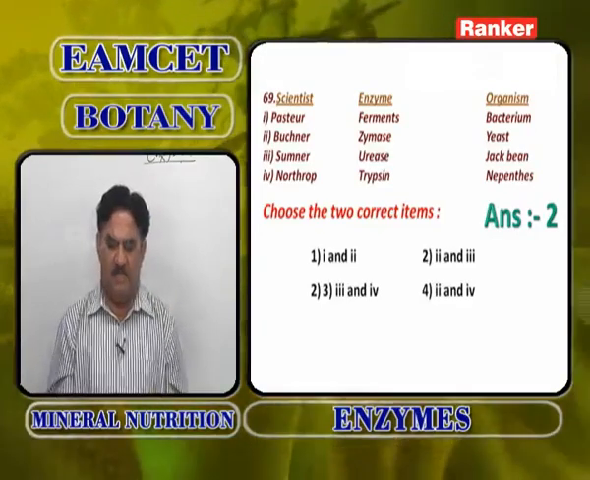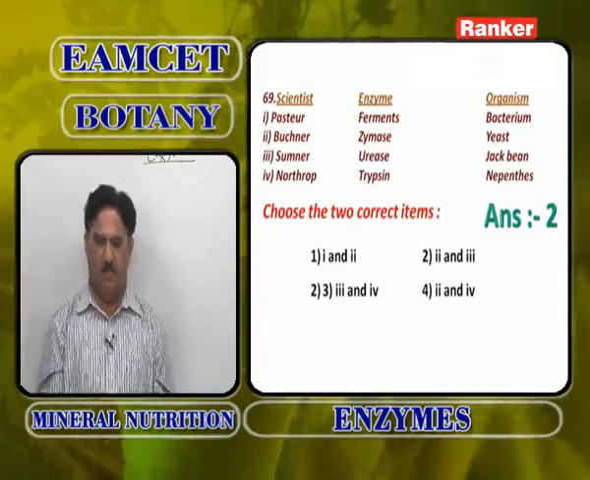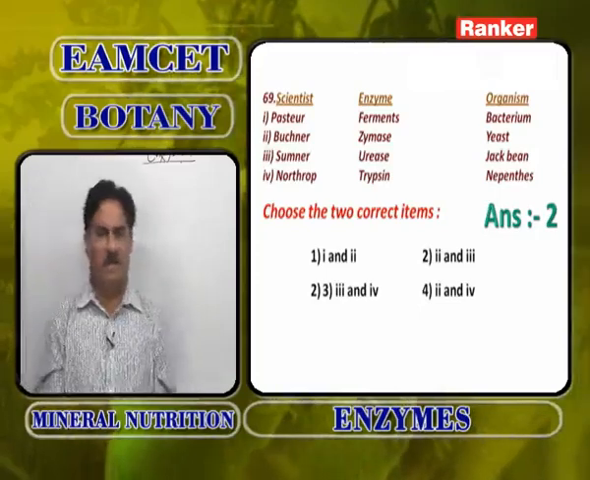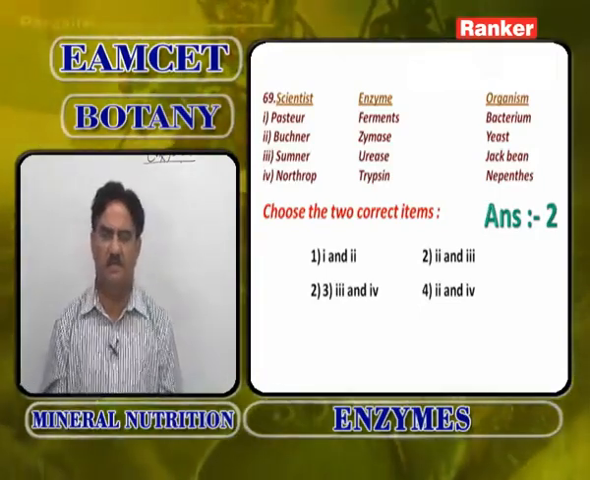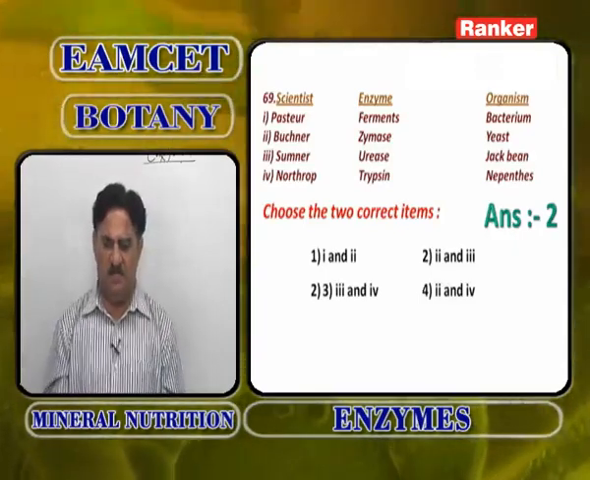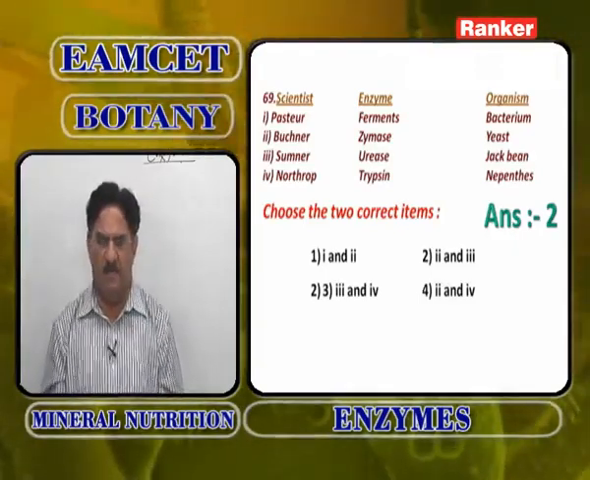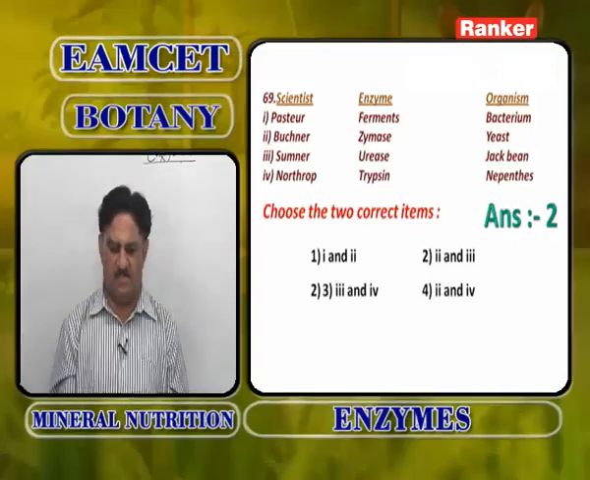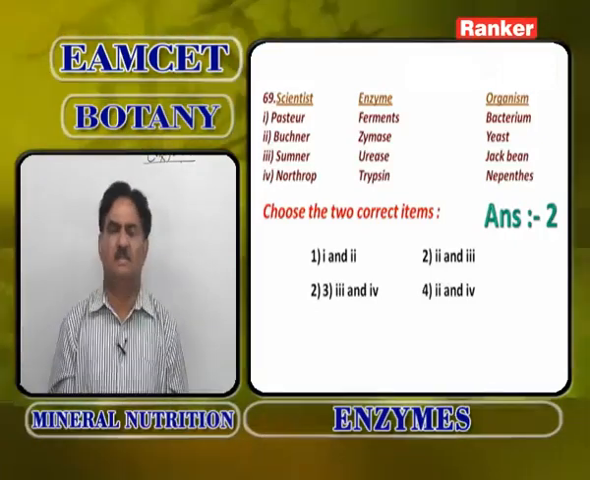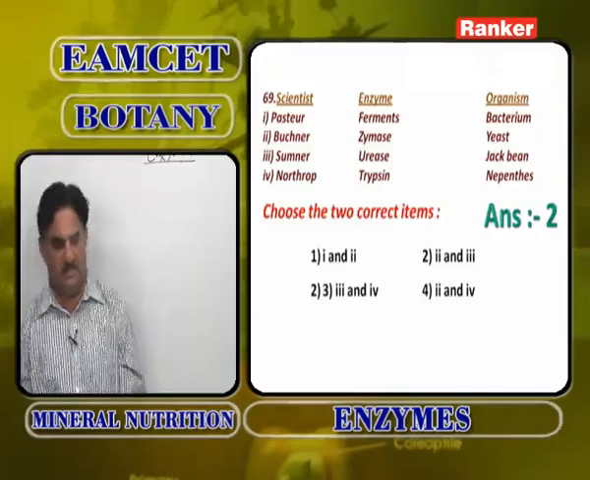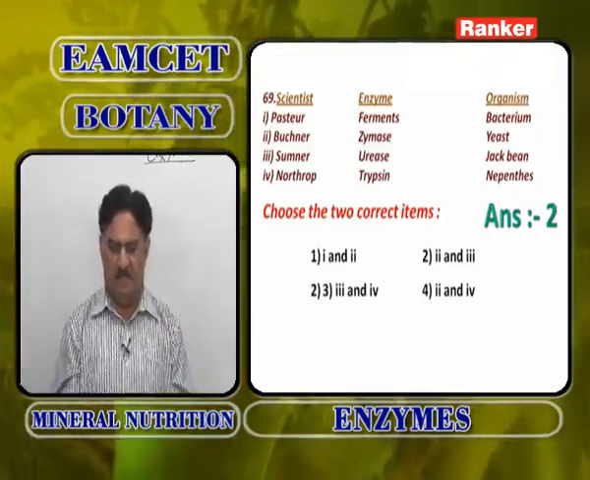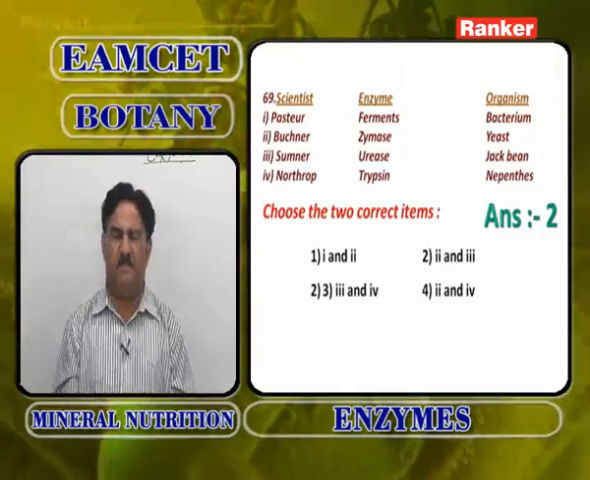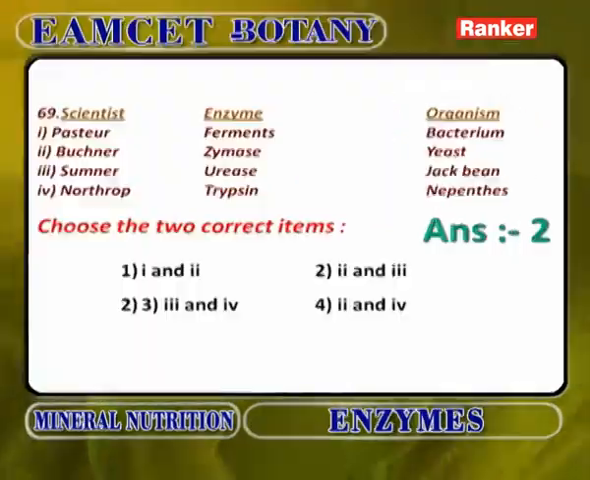Buchner, zymase, yeast cells. Buchner coined the term zymase for the ferments or enzymes present in the yeast cells. So scientist, enzyme, organism all are correct. Sumner, urease, jack bean. Sumner extracted urease enzyme in a pure crystalline form from jack bean plants. Northrop, trypsin, nepenthes is wrong. Northrop explained about trypsin but not in the nepenthes plant.